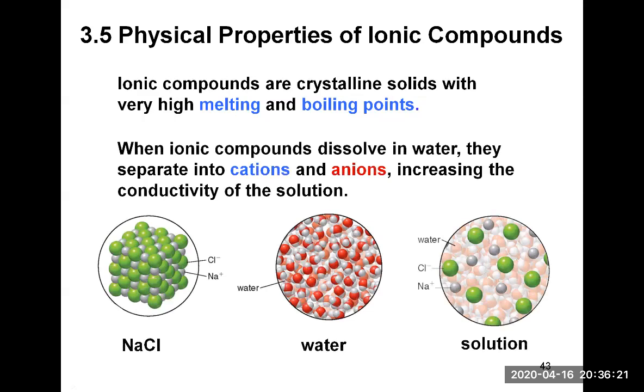When ionic compounds dissolve in water, and a lot of them are soluble in water, but not all of them, they will separate into their cations and anions, right? They will dissociate into the ions that they are made of. And because ions are charged particles, they can carry electricity. And so having ions in solution will increase the conductivity of the solution. So ionic compounds, when they are soluble in water, make solutions that can conduct electricity.